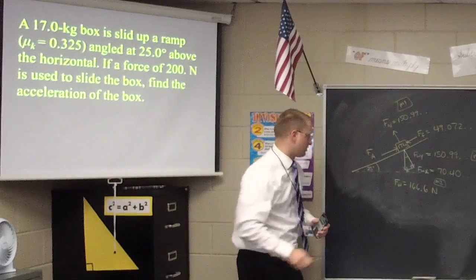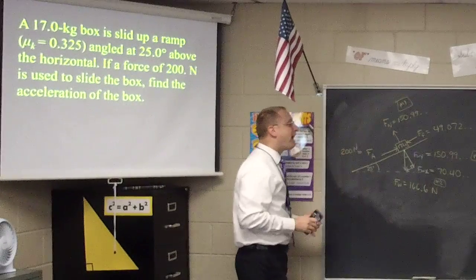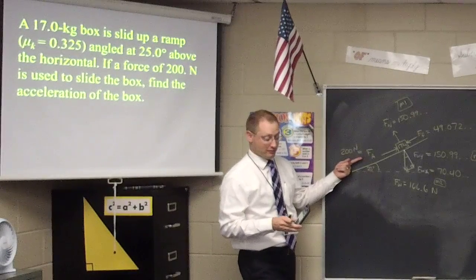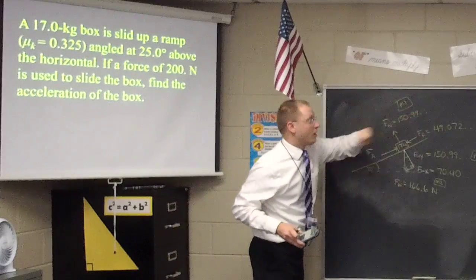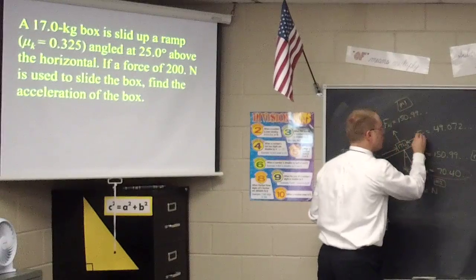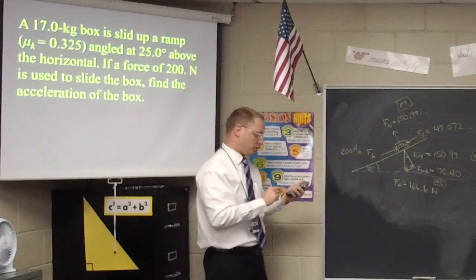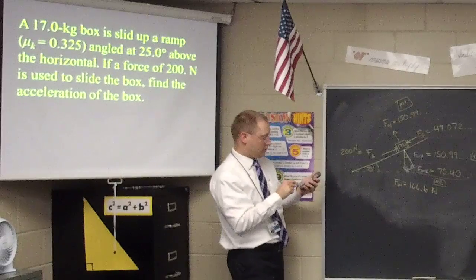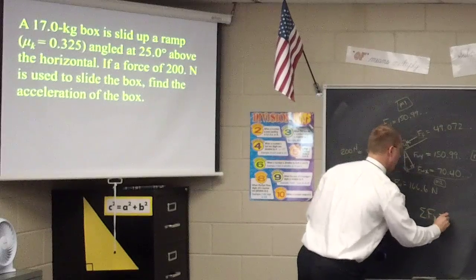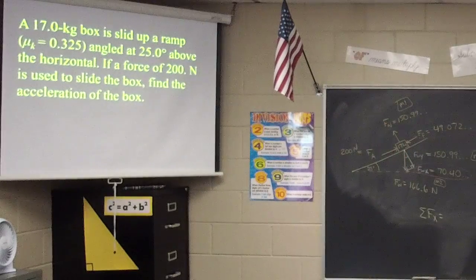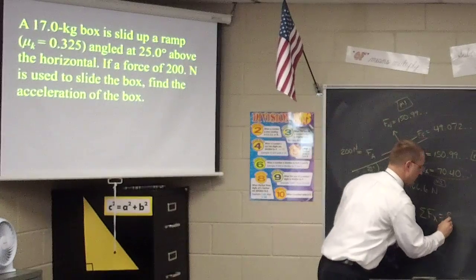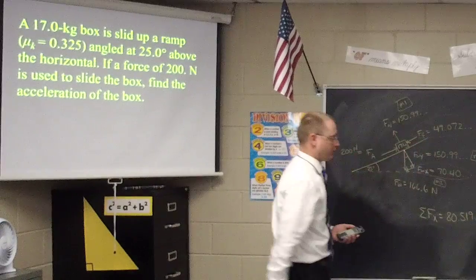The force is 200 newtons. But that's not how much force moves the box. Because working against the 200 newtons, class, we have the 49, and we have, so the key thing to remember here is there's two forces that have to be subtracted away from the 200. So question, what is the net force? What is the sum of the forces in the X here? Perfect, 80.519 blah, blah, blah newtons.